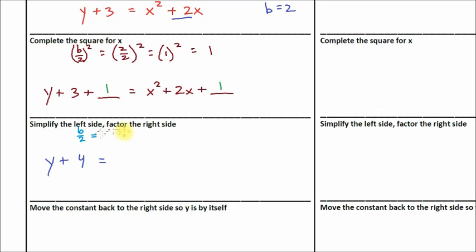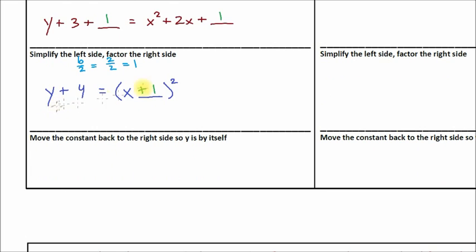So b over 2 is equal to 2 over 2. Remember, our b value was 2, and that equals 1. So in order to factor this side, we're going to have parentheses x plus or minus some number squared, and that number is positive 1. And we're almost done. We have completed the square. We have factored it using the shortcut b over 2.